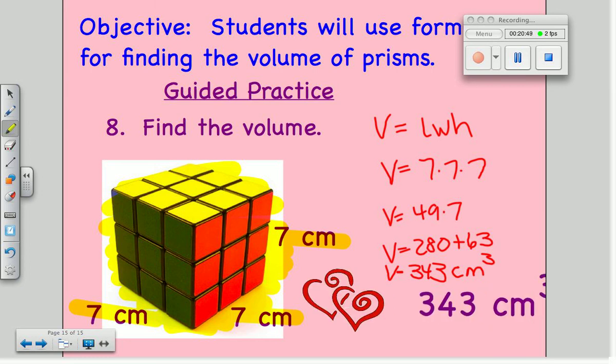280 plus 63. Volume equals 343 centimeters cubed.